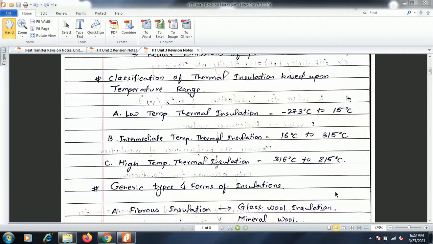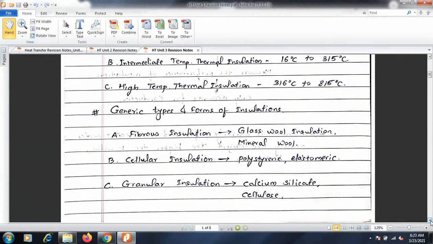Now there are other categories, like the generic type and form of insulation. In fibrous insulation, you have examples of glass wool insulation and mineral wool. In cellular insulation, you have examples of polystyrene and elastomeric, and in granular insulation, you have granules of calcium silicate and cellulose. So the principle of using the insulation here is that you have to create an air gap in the material so that it could retard the heat flow.